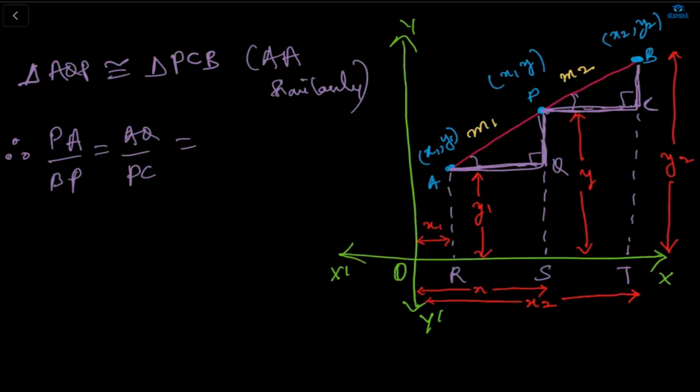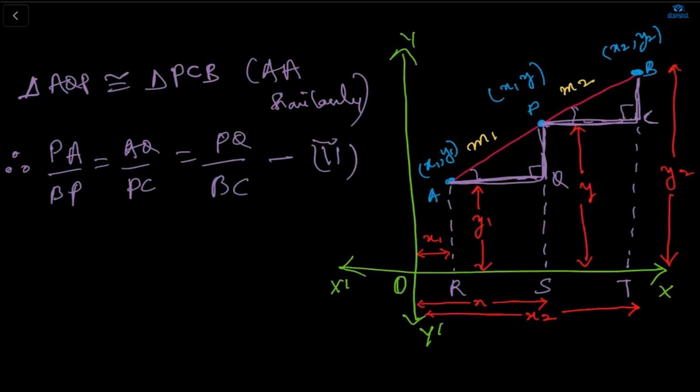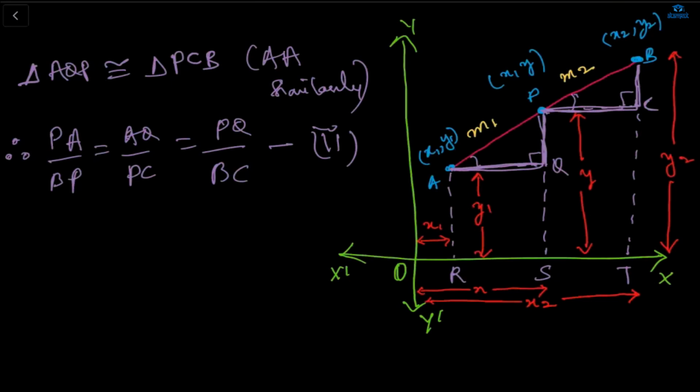PA upon BP, AQ upon PC and PQ upon BC. Okay, this I am marking as the second. Now, what will be the first point? The first will be the ratio given to us, that is AP upon PA, PA upon BP is equal to M1 upon M2. That is the first.